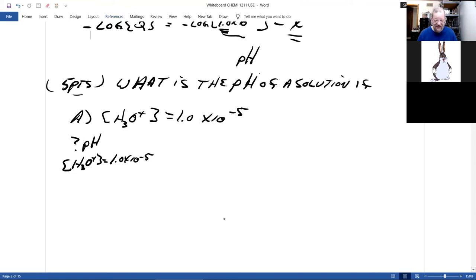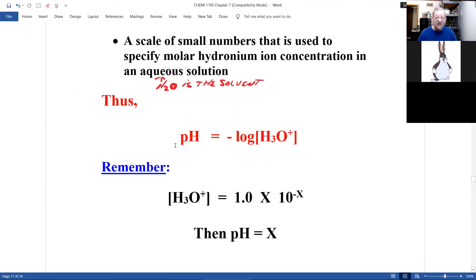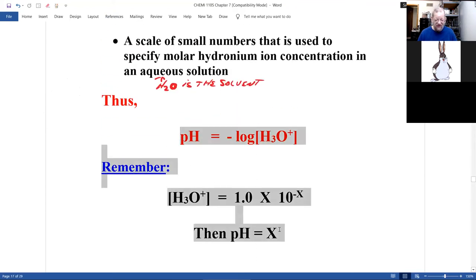And you will be given on test number 4, in the past I had students memorize this, you'll be given all this, which I just highlighted. pH is minus the log of the hydronium ion concentration, and if the H3O plus hydronium ion concentration is 1.0 times 10 to the minus X, then the pH is X.